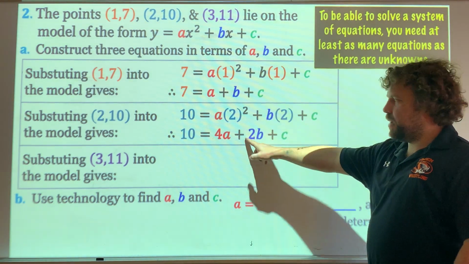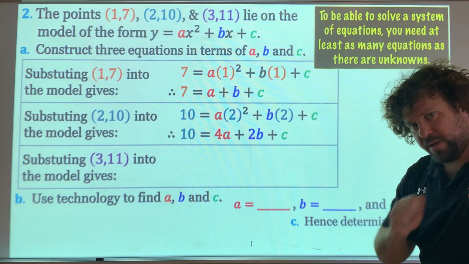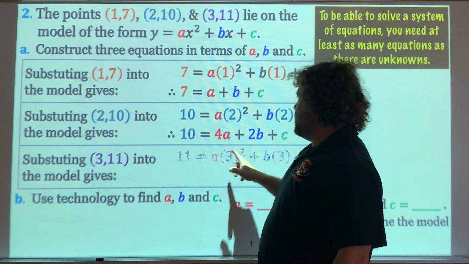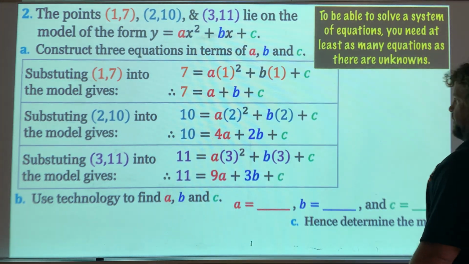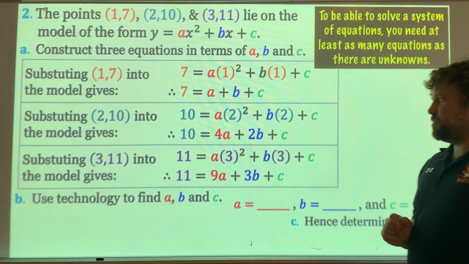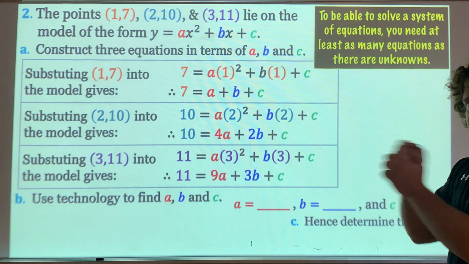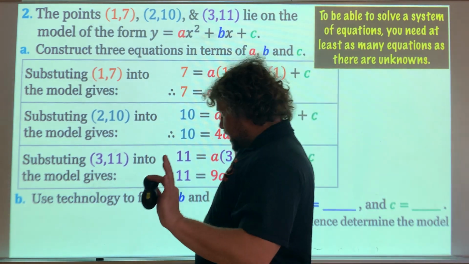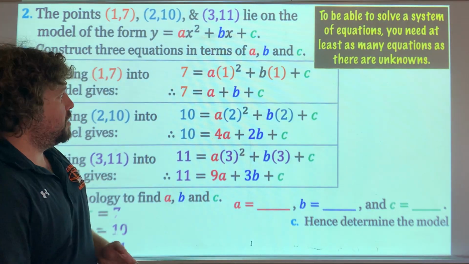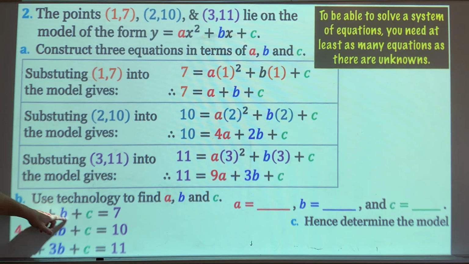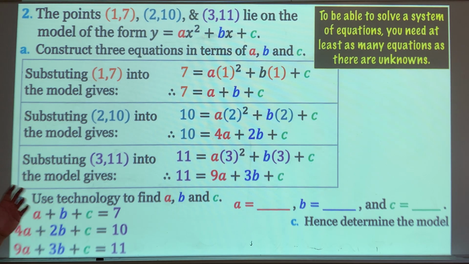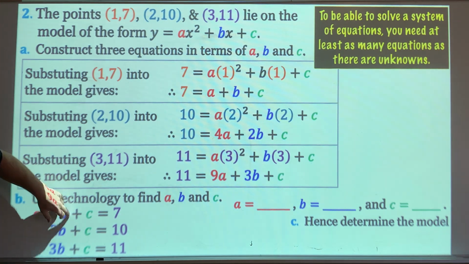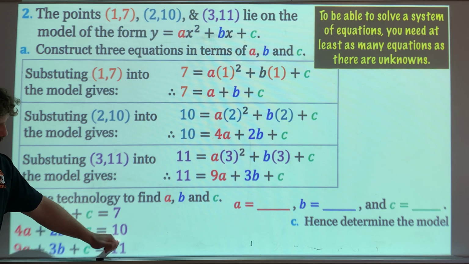Equation 1, equation 2. Third one. You on a roll yet? 11 equals a times 3 squared plus b times 3 plus c. 11 equals 9a plus 3b plus c. 1, 2, 3 equations. You're going to take those 3 equations and plug them into your calculator. When you plug them into your calculator, your 3 equations are a plus b plus c equals 7. If you want to reorganize these, you can, putting your constants on the right-hand side, because when you plug these into the calculator, this is very important. The a, the b, the c, all are on the left-hand side, and whatever your number is after the equal sign.